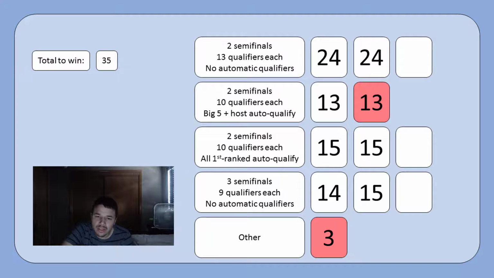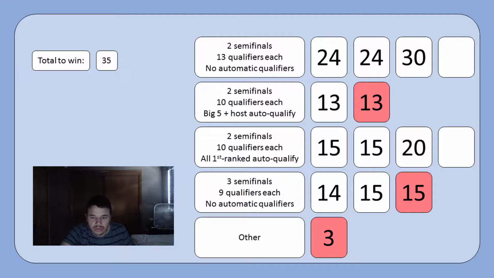6 votes go to 2 semifinals, 13 qualifiers each. Another 5 votes go to 2 semifinals, 10 qualifiers each. 2 have not stated alternate methods. So, 3 semifinals is eliminated. Its votes go to its alternate choice. We still do not have a majority. It doesn't really even matter at this point since there are only 2 left. Whoever has more than the other at this point will be the determined format.